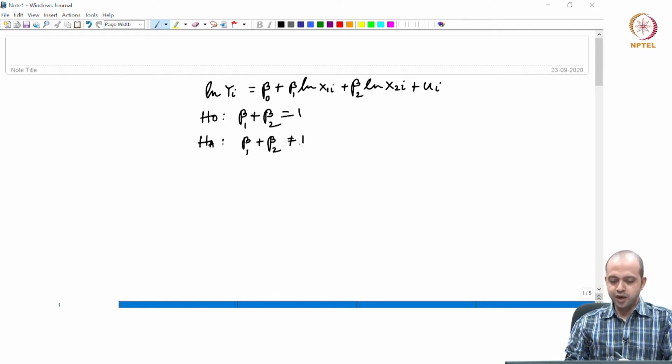And what is the approach that we are discussing? We are discussing the restricted least square approach. That means we will impose this restriction in this production function, derive the restricted form of this production function, and then estimate the restricted version using the same OLS method. That is why applying OLS to the restricted version of the production function is called the restricted least square approach.